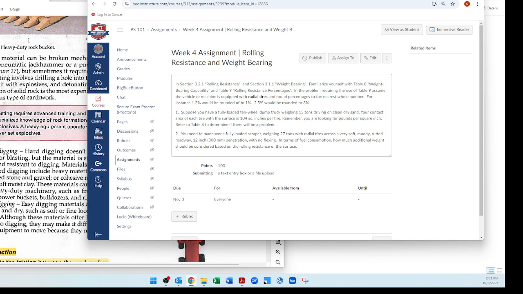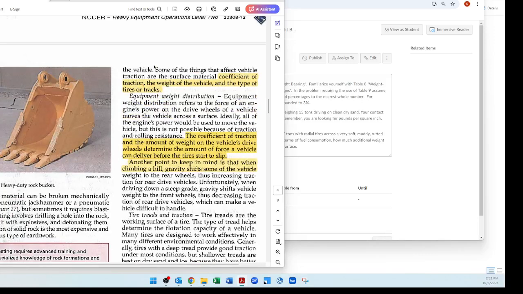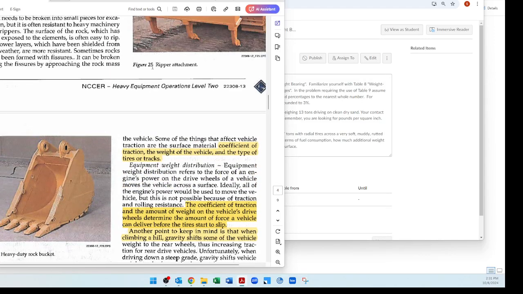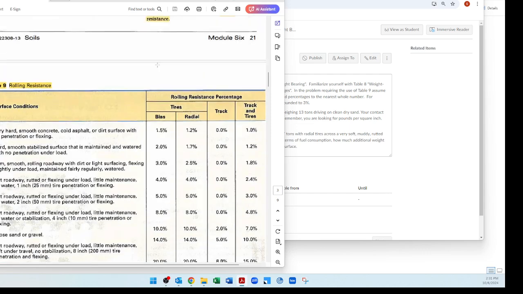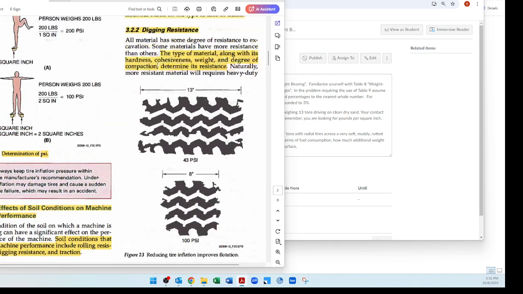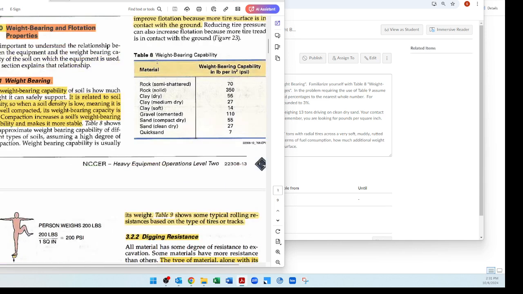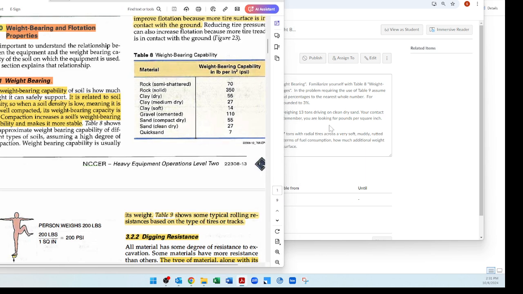I wonder if I could find table 8 real quick. I think I can jump around here a little bit. That's the rolling resistance. There we go. So, can I move you a little bit? No. But I can do this.